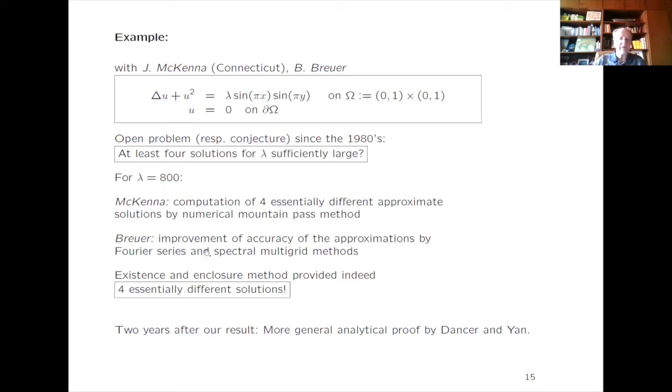We then improved these approximations by finite Fourier series. Here Fourier series is meant only in the numerical approximation sense: cut-off Fourier series and spectral multigrid methods to get high accuracy approximations. Then our a posteriori and enclosure method proved indeed that we have 4 essentially different solutions. Two years after that result, maybe also inspired by our paper, Dancer and Yan gave an analytical proof of that fact.